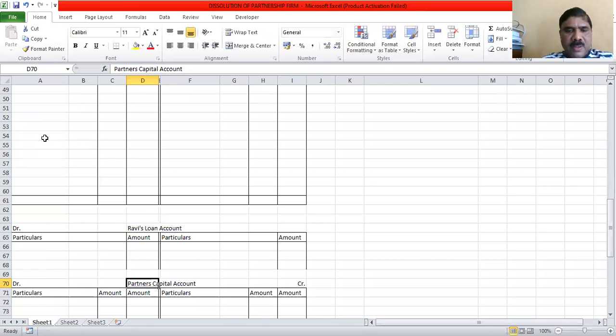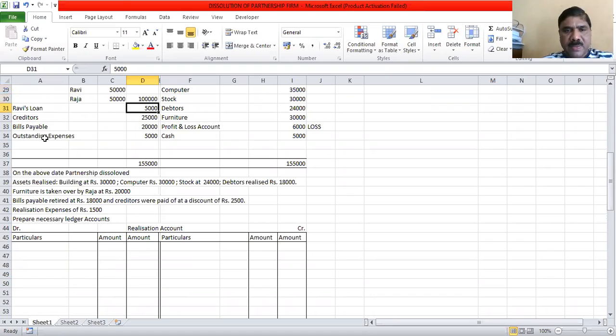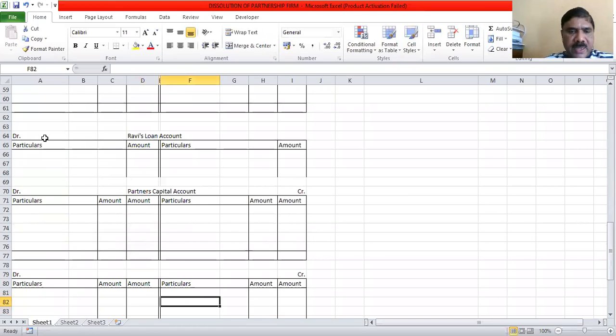Then, whatever assets are sold, we will get the cash. In the balance sheet, you see that first is the cash account, given as cash or bank. Here it is mentioned cash. Therefore, I will prepare a cash account. Hope you are understanding me.